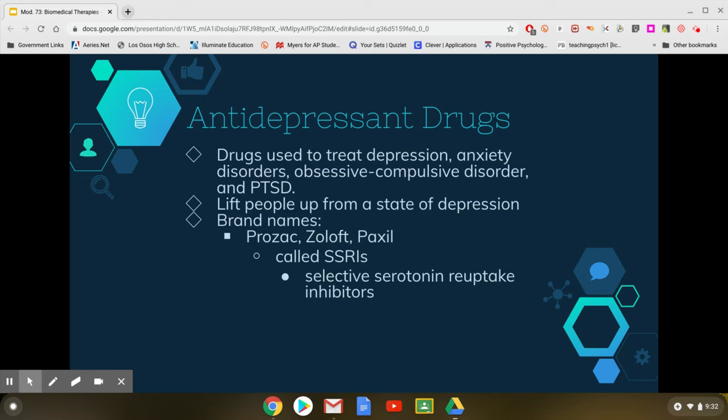Antidepressant drugs, we're going to spend a little bit more time on these. It's a great review of our neuron anatomy and physiology as well. So, antidepressant drugs are used to treat not only depression, as the name implies, but also things like anxiety disorders, obsessive compulsive disorder, PTSD. So, they're used fairly broadly in terms of different diagnoses we've discussed. What they're known best for is lifting up a person from a state of depression.